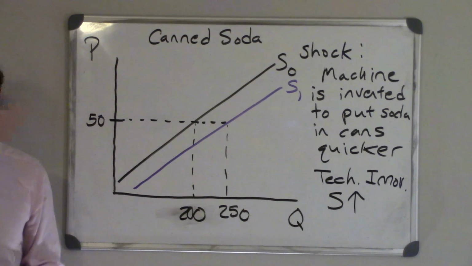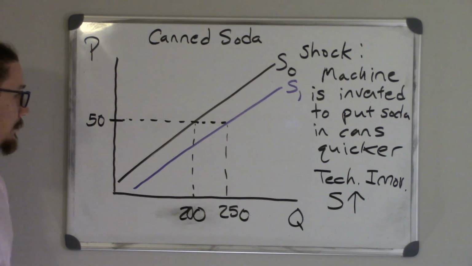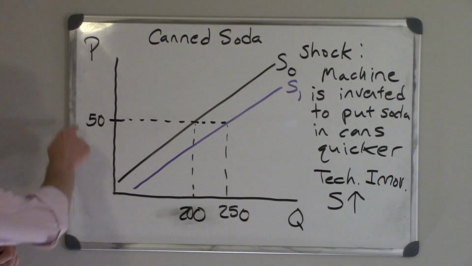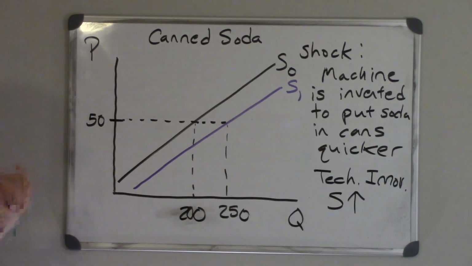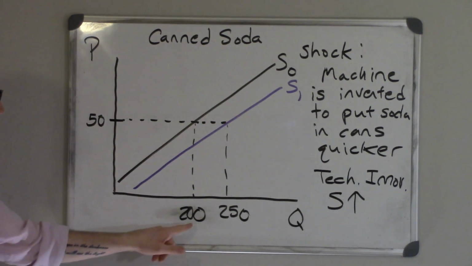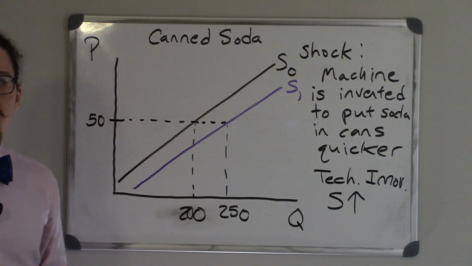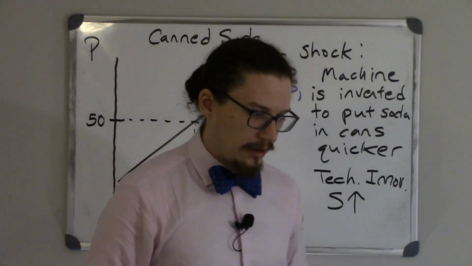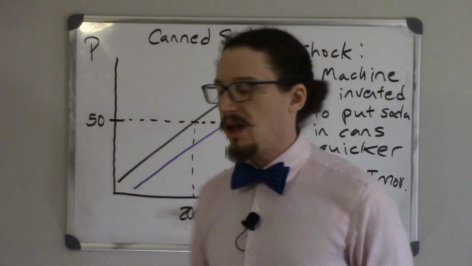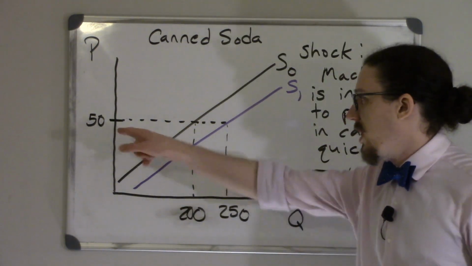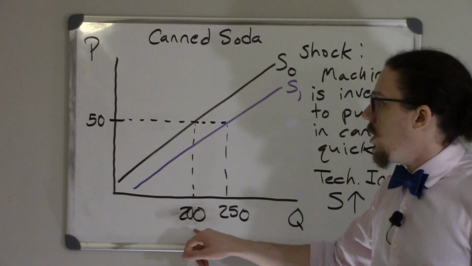Or we'd also look at it this way. I'm kind of rambling, but we're gonna get there in a second. Look at it this way. At 50 cents, we're gonna say it's in cents, so 50 cents per can, there were 200 suppliers that could at least break even, maybe make a profit, at a price of 50 cents per can.